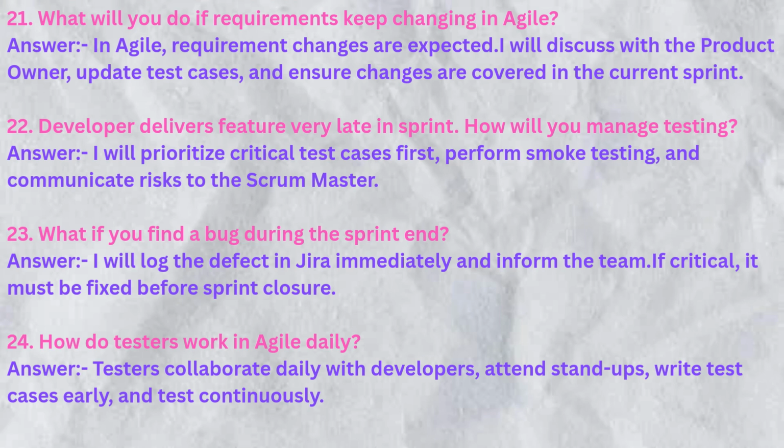Question 23. What if you find a bug during the sprint end? Answer. I will log the defect in Jira immediately and inform the team. If critical, it must be fixed before sprint closure. Question 24. How do testers work in Agile daily? Answer. Testers collaborate daily with developers, attend stand-ups, write test cases early, and test continuously.